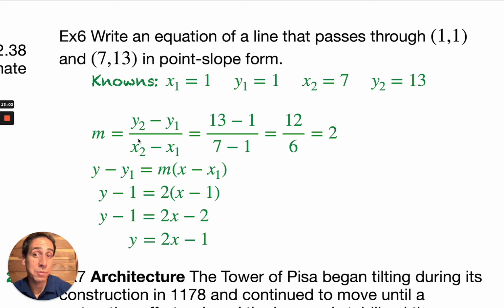That way it's a lot easier to plug them in the right place, and you're less likely to make a mistake. We make sure we get those y values in the top and x values in the bottom. Don't flip them. Don't put them in the wrong place. Put those y values in the top. And so we get 12 over 6, which is 2. The slope is 2.